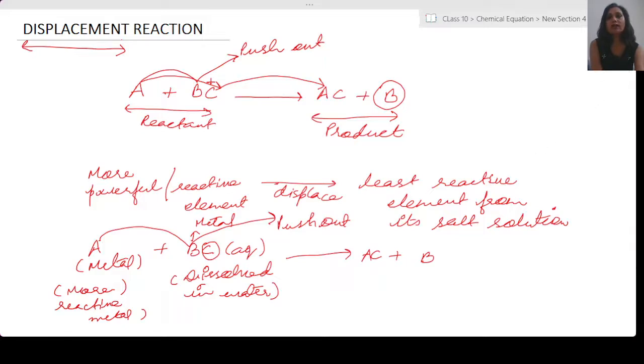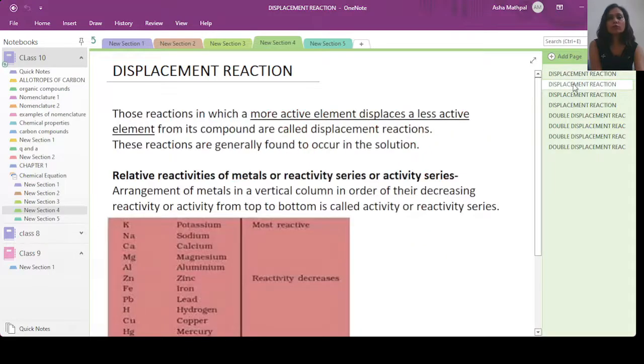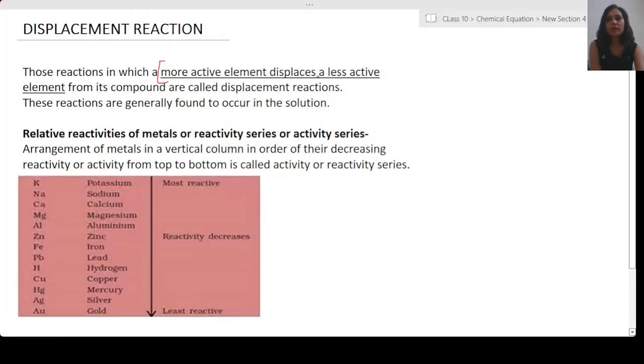Now we will see some examples, but before going ahead we will try to understand the definition of the displacement reaction. Reactions in which a more reactive element displaces a less reactive element from its compound are called displacement reactions, right? And they are generally found to occur in solution.